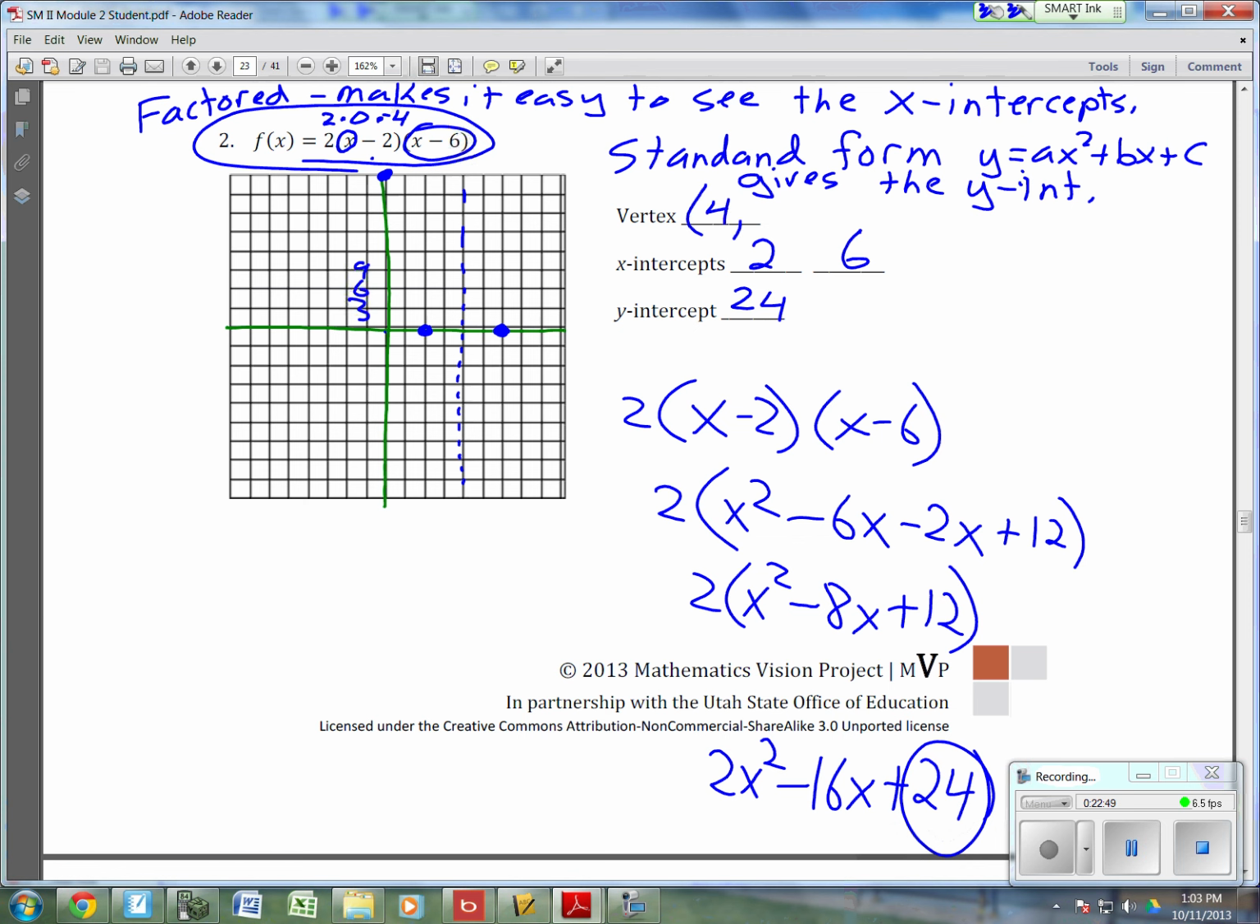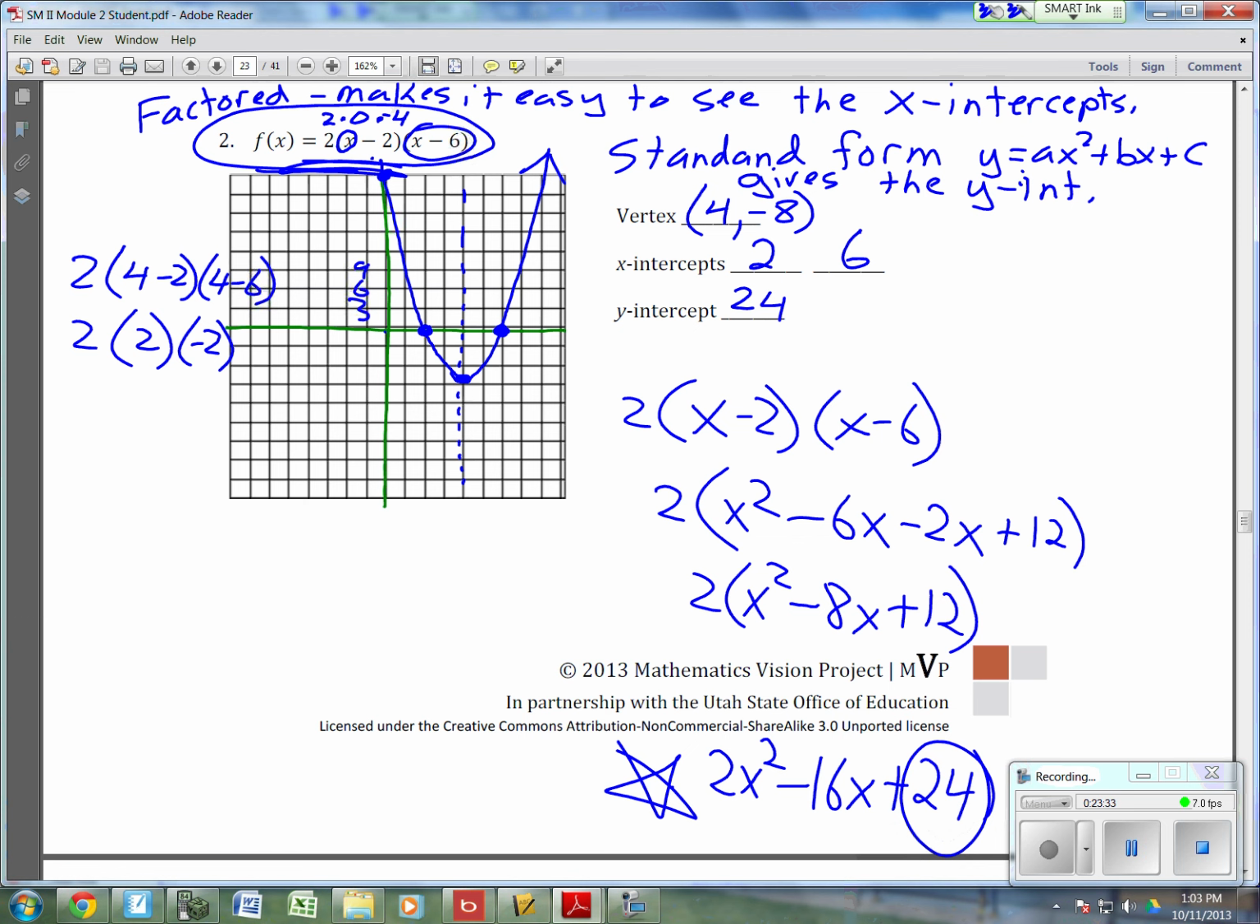How do I find the y value? I can plug 4 in for x. I can plug it into the standard form down here, or I can put it back into the form we were working with up here. I like this form: 2 times (4 minus 2) times (4 minus 6). So 4 minus 2 is 2, and 4 minus 6 is negative 2. 2 times 2 times 2 is 8, and one of them is negative, so it's going to be negative 8. So (4, negative 8) is going to be about right there, isn't it? And there is my graph.